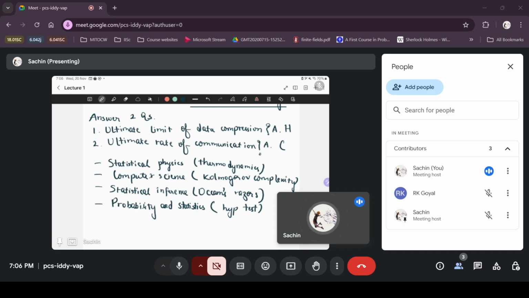We will start out with the... So before actually coming to these questions of the ultimate limit of data compression and the ultimate rate of communication, first I'll give you a few definitions and results. You'll just have to trust me that these definitions and results will be used later to actually answer the questions that we want.